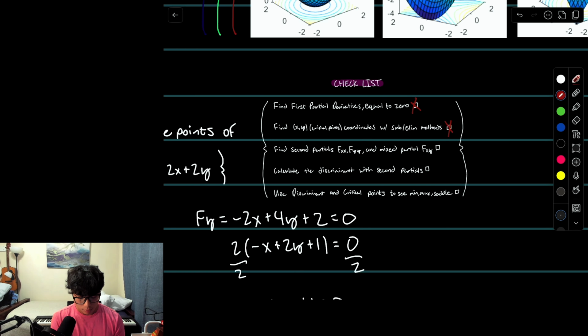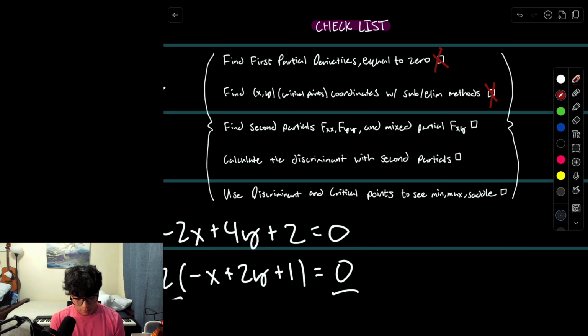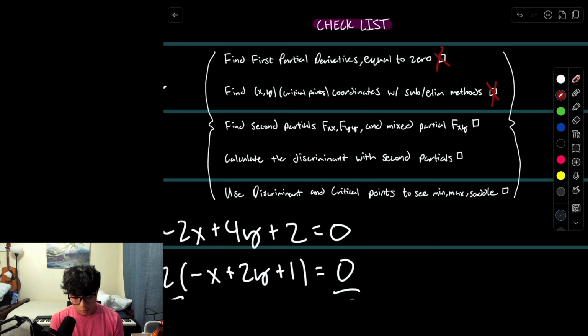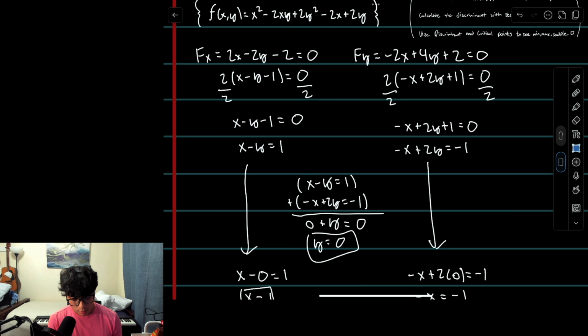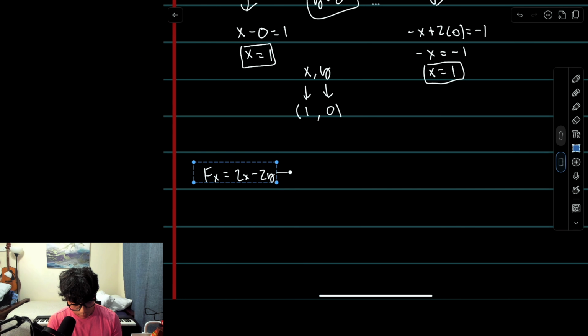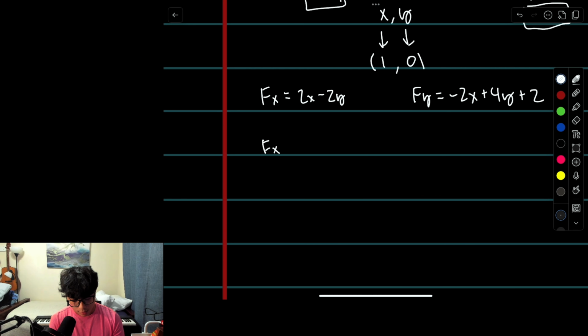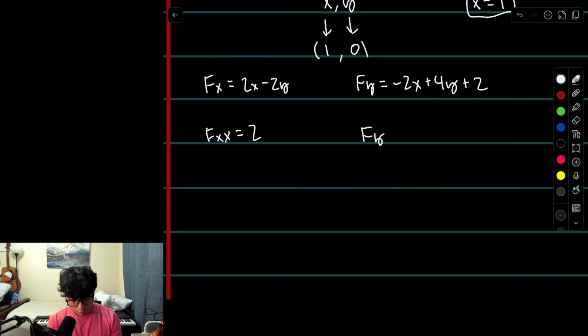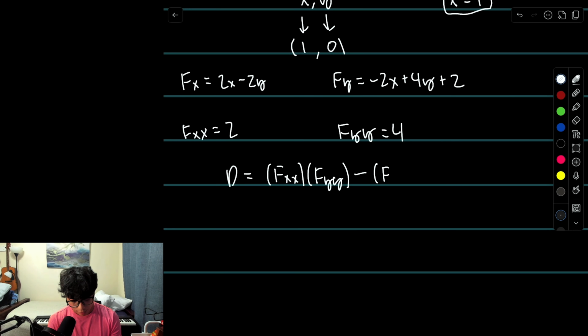Now our next step is to find the second partials of f_xx, f_yy, and a mixed partial of f_xy. Now this step is fairly easy, as all you do is get the original first derivative of each, which I'll bring down here, and just take the derivative once again. So our second derivative with respect to x is just 2, and our second derivative with respect to y is just 4. Now remember, to find a discriminant, we need the second derivative with respect to x, which we found, multiplied by the second derivative with respect to y, which we also found, minus the mixed derivative of xy squared.